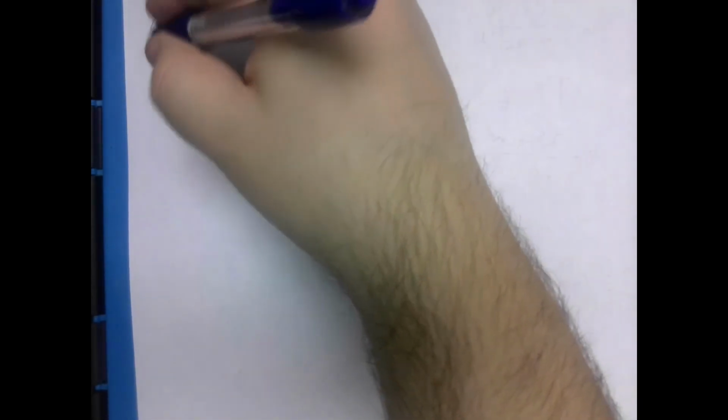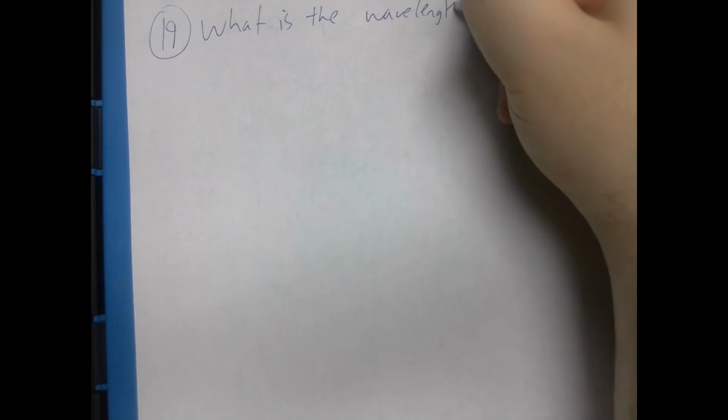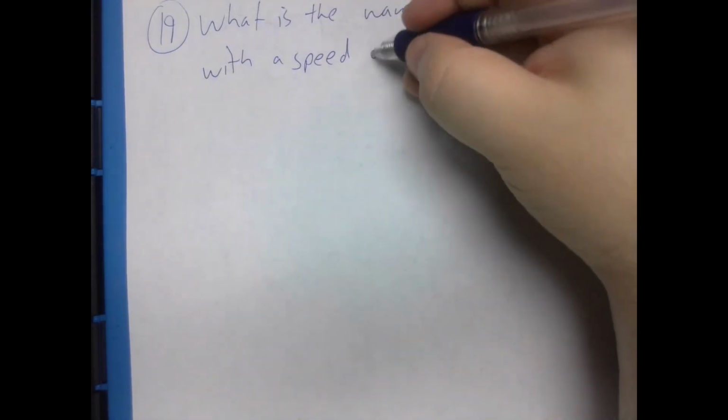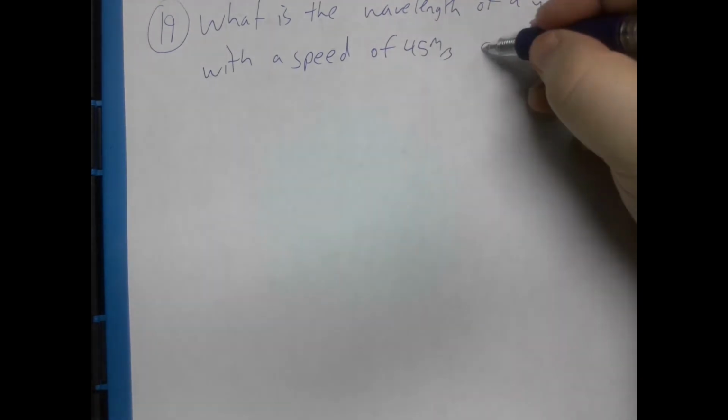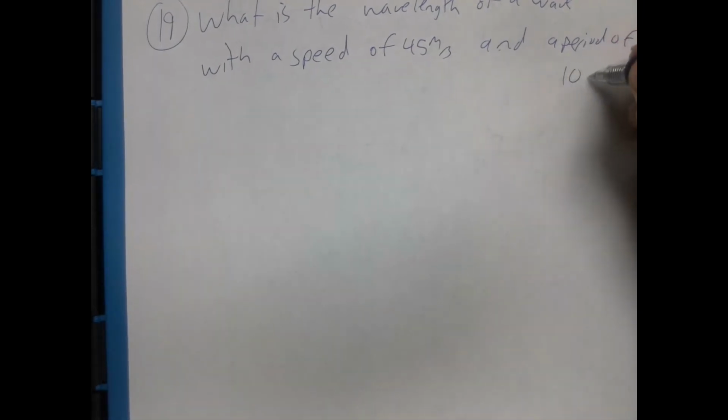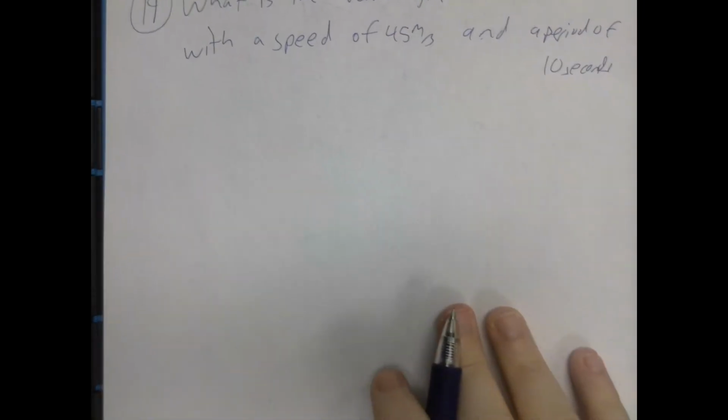Number 19 is one I think a lot of people miss. Again, you have to read the problem. Number 19. What is the wavelength of a wave with a speed of 45 meters per second and a period of 10 seconds? Again, everyone has different numbers.